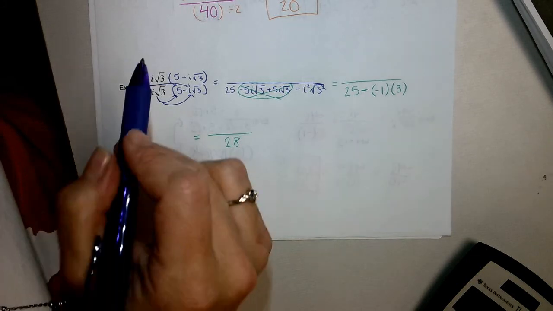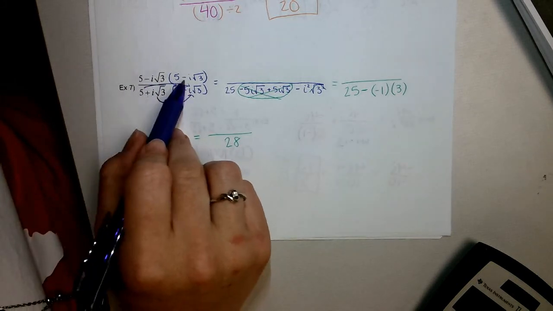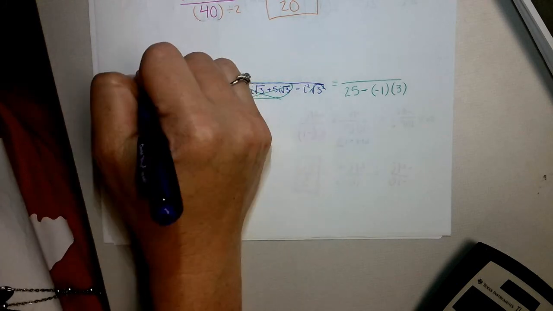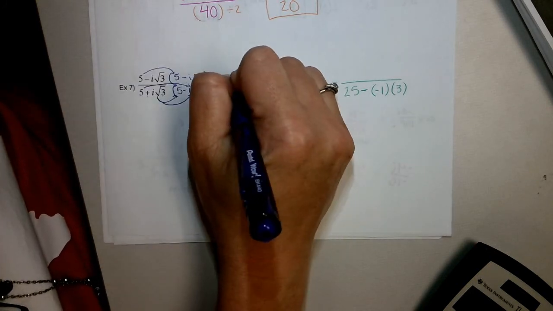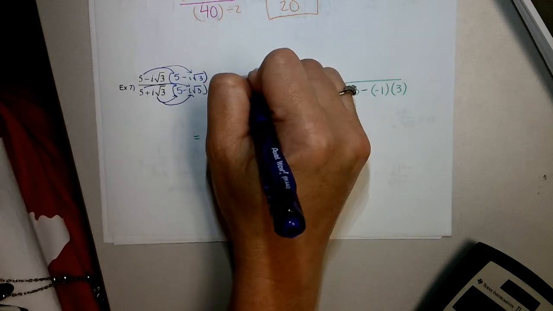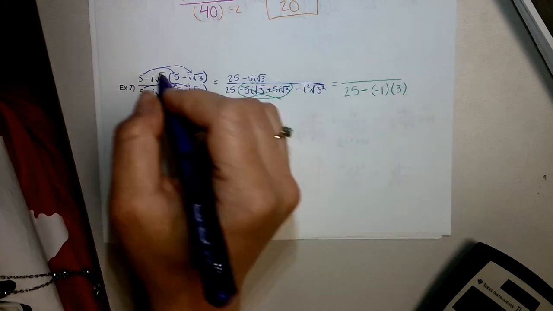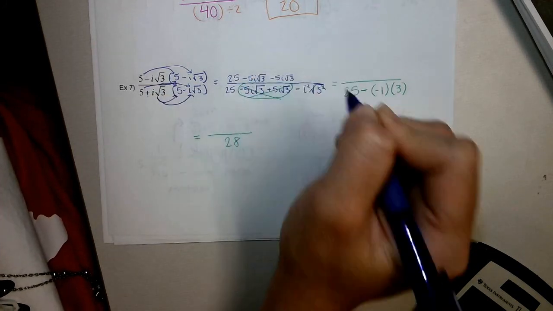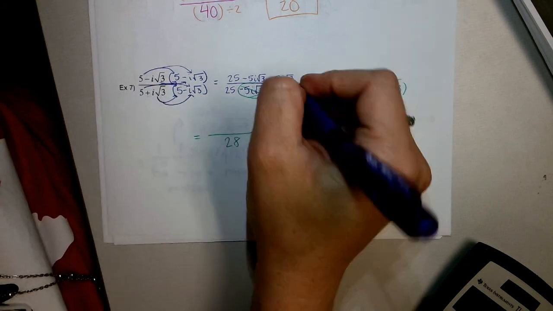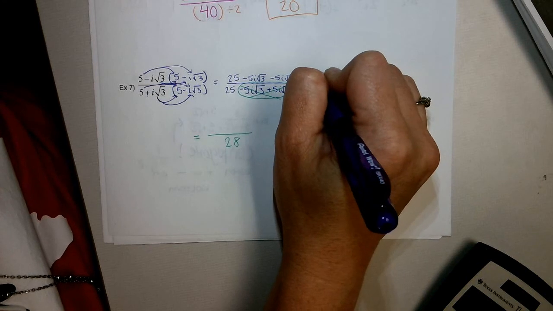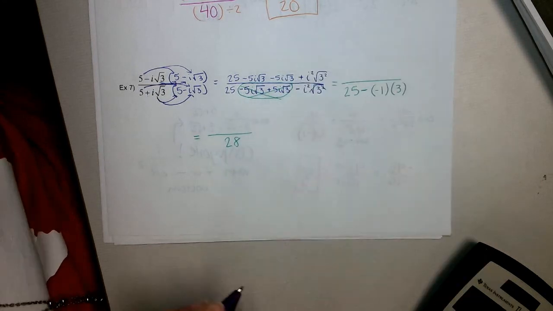Now I want you to realize they're exactly the same, except this time they're both negative, so nothing's going to cancel. So 5 times 5 is 25. 5 times negative I root 3 is negative 5I root 3. Negative I root 3 times 5 is negative 5I root 3. Two negatives makes a positive. I times I is I squared. Square root of 3 times square root of 3 is square root of 3 squared.